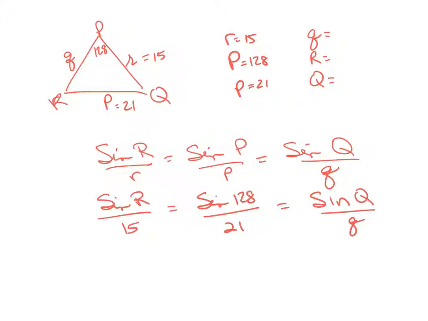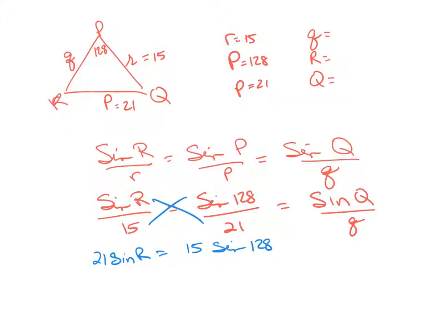Hold on. Now, which fraction has all the information in it? The P fraction. You see it? It has the 128 and the 21. You have to use him. And which fraction has one of the two things in it? The R. So we're going to do these first. We're going to cross multiply. We have 21 sine of R equals 15 sine of 128.